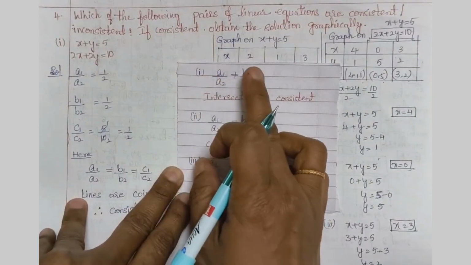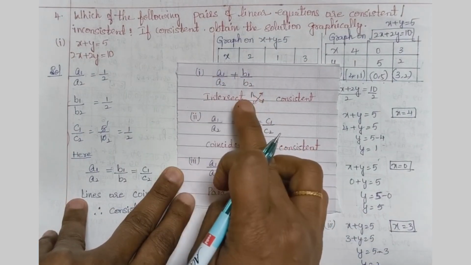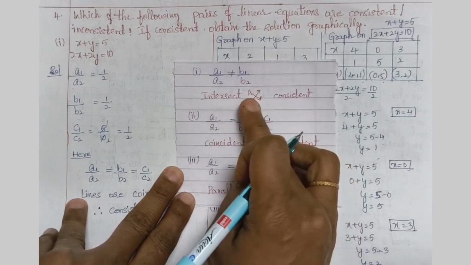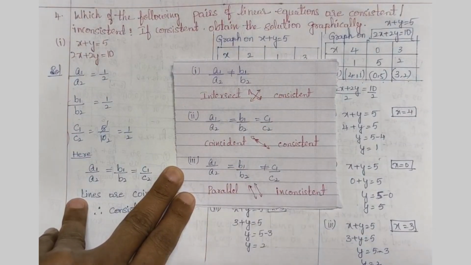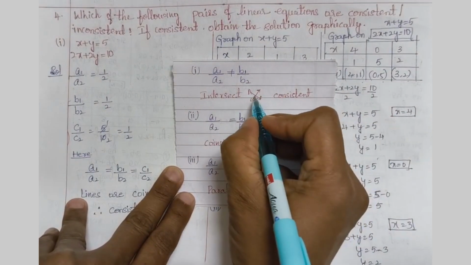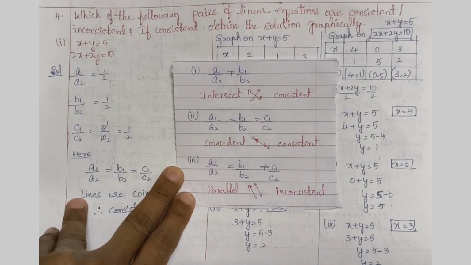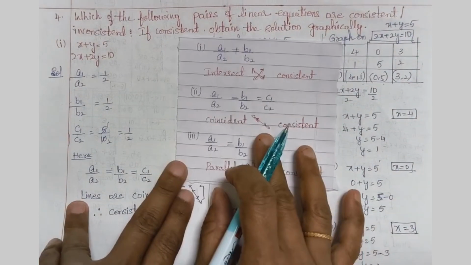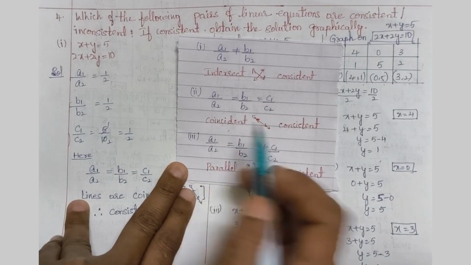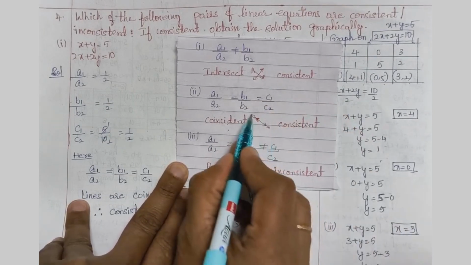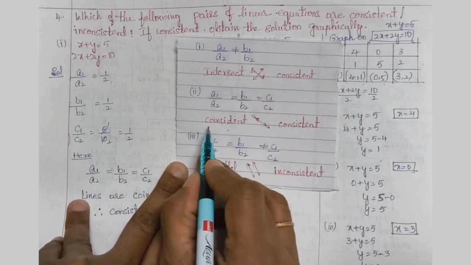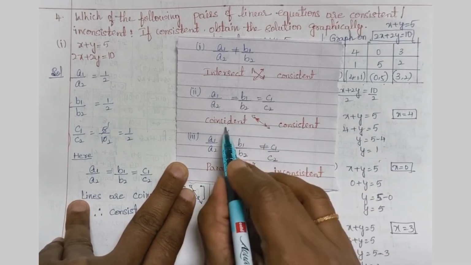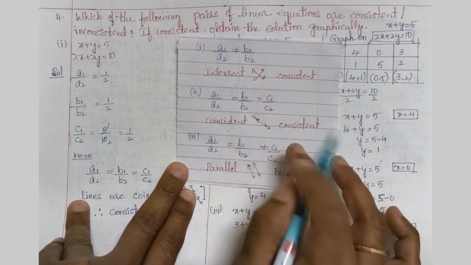A1 by A2 not equal to B1 by B2 means the lines are intersecting lines. They will intersect at one point. Intersecting means it is consistent, and here you will get exactly one solution. Next, A1 by A2 equal to B1 by B2 equal to C1 by C2 means the lines are coincident. The lines will overlap, one line upon the other. Coincident means it is consistent, and you will get many solutions.